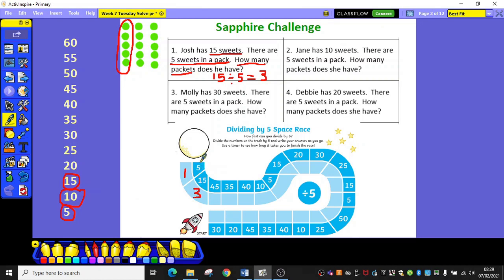Again, if I wanted to, I could have taken 5 counters and put them into one group of 5. I could have taken 15 counters and put them into 3 groups of 5, as we've got here. Now, the rest of us are going to be working on the 7s today, but these same principles apply. Sapphire group, I'd like you to start your challenge now.